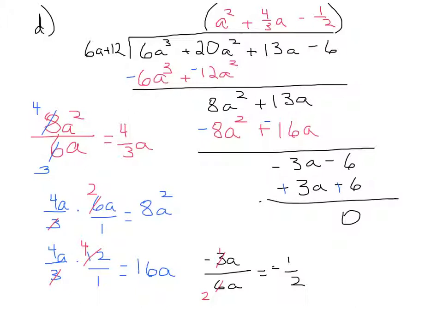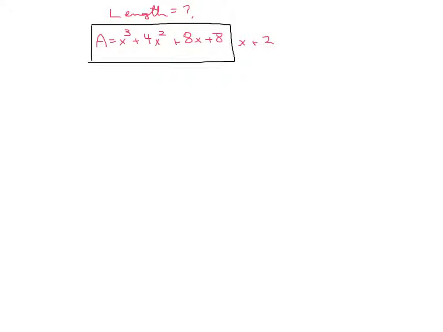Okay, let's turn to page 4, and we are going to work a rectangle problem. In this problem, we are given a rectangle, and we're told that the area is a polynomial, x cubed plus 4x squared plus 8x plus 8. We're also told that the width is x plus 2, but we don't know the length.